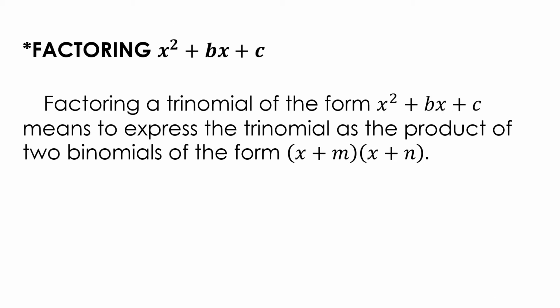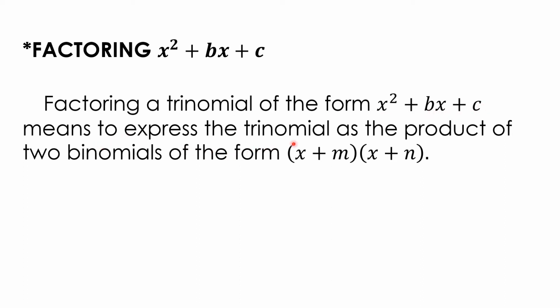Okay, let's proceed now to factoring x squared plus bx plus c. In this form, this is what we call a quadratic expression, where the highest degree of exponent is 2. That's why we call this a quadratic equation. Factoring a trinomial of the form x squared plus bx plus c. This is an example of a trinomial because it consists of three terms. First term is x squared, second term is bx, and third term is c.